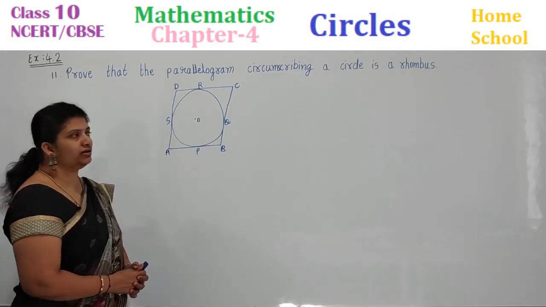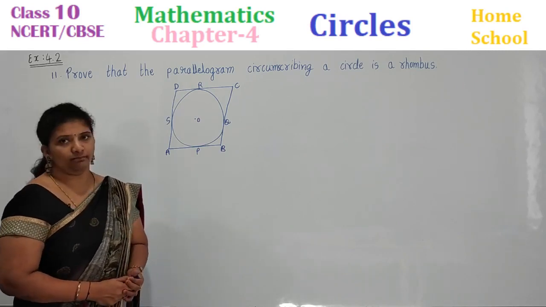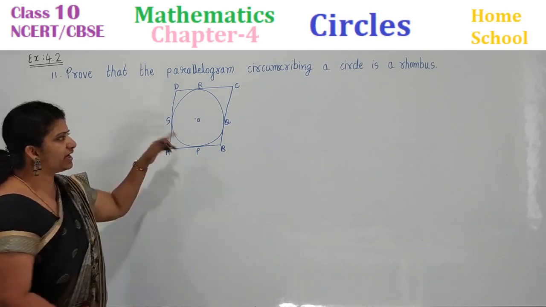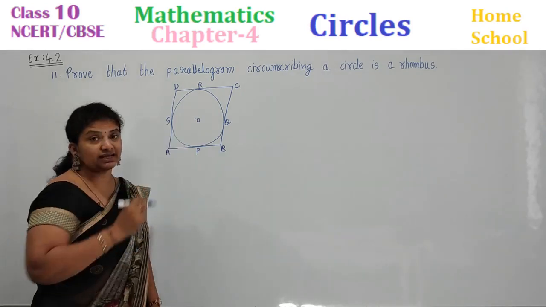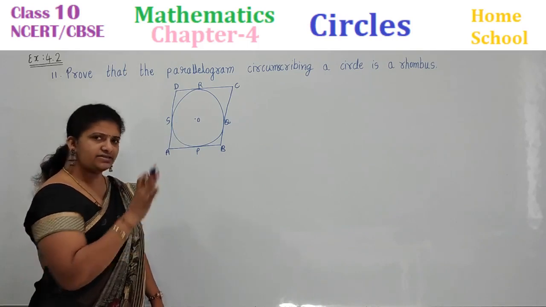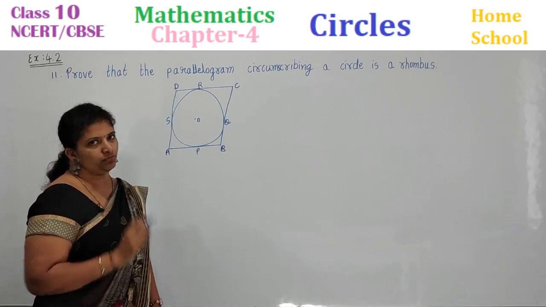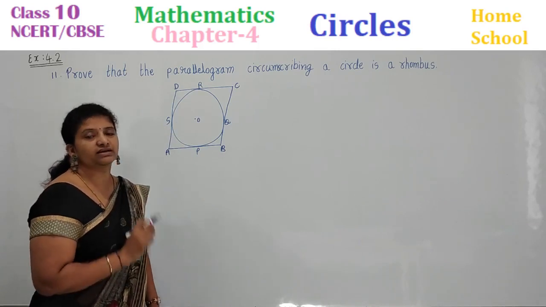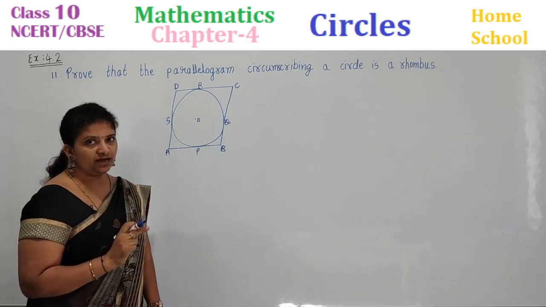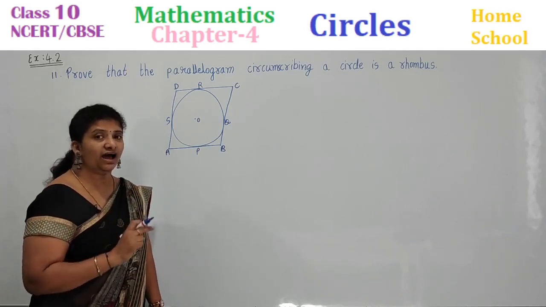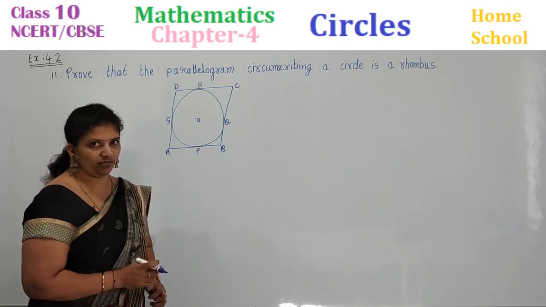11th problem. Prove that a parallelogram circumscribing a circle is a rhombus. See here, children, a similar type of problem we have done. Before, we have done a quadrilateral circumscribing a circle. In the same manner we prove it, but only 2 lines change from that problem. What are those 2 lines? This is a parallelogram. What do you remember? Opposite sides are parallel and they are equal. Only with that point we are going to change the problem here.